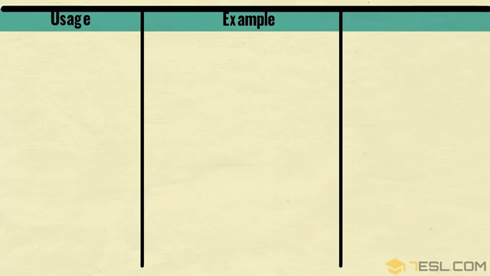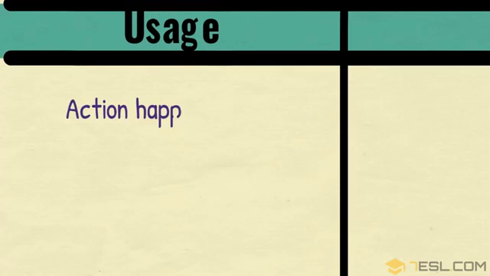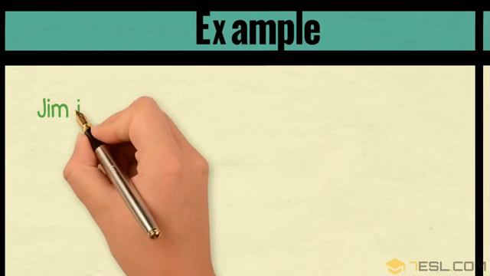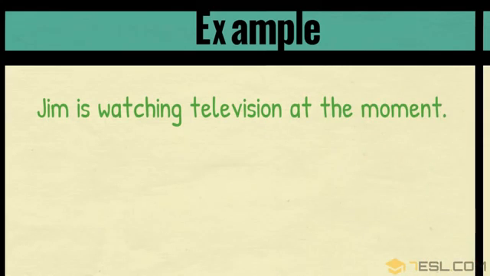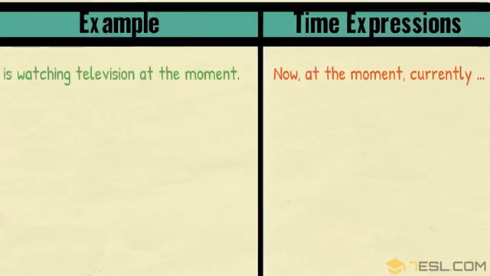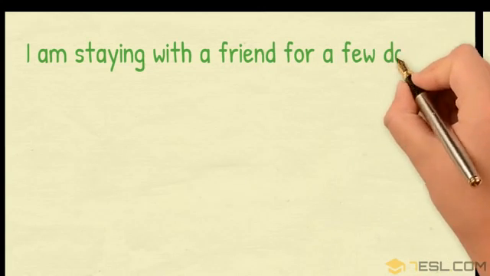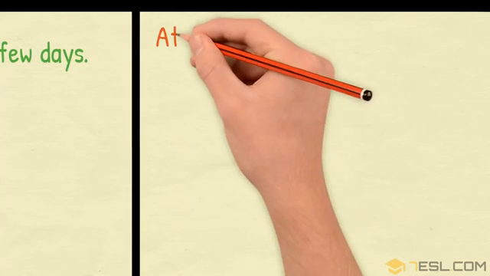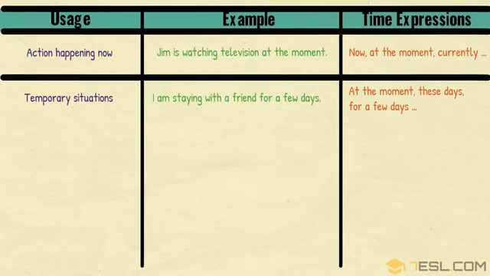Usage. Example. Time expressions. Action happening now: Jim is watching television at the moment. Now, at the moment, currently. Temporary situations: I am staying with a friend for a few days. At the moment, these days, for a few days.